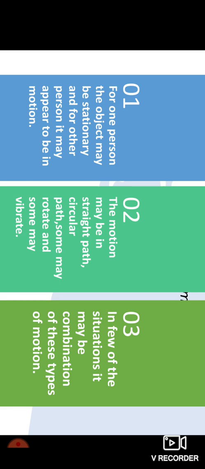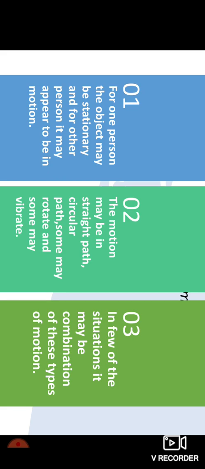To study the other cases of motion, let us consider the case in which one person may feel that the object is in the state of rest, whereas the other person may feel the same object is in the state of motion. To understand this in a better way, let us consider the example of a person standing on a platform and a bus is moving in front of him.